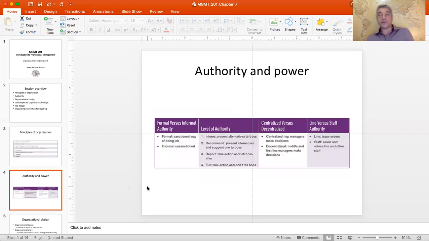With respect to authority, right? So going back to authority, it could be formal or informal, and I touched on that previously. There are also different levels of authority, and we distinguish between four levels: authority to inform, authority to recommend, authority to report, and full authority. So when you delegate a task, or generally if you are in charge of a specific organizational unit, or you just happen to work within an organizational unit, authority to inform is the lowest level of authority you might be given.